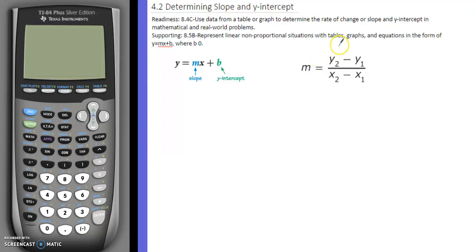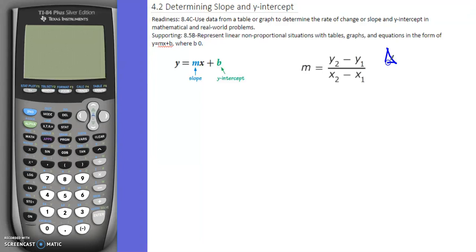Remember, you can find slope by the change in y over the change in x. You can also find slope by doing rise over run. Okay, and this is where it intersects the y-axis.